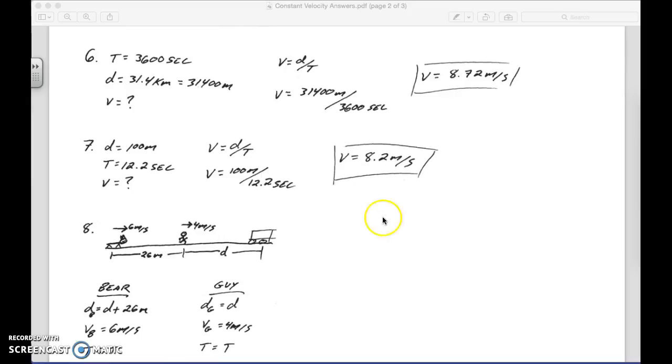Number 7, a high school athlete runs the 100-meter dash, so there's our displacement, 100 meters, in 12.2 seconds. There's our time. The question is, what's the average speed of the person during that race? Well, the velocity is displacement over time. Displacement was 100. Time was 12.2 seconds. Divide those two numbers, and you get 8.2 meters per second for your average velocity.